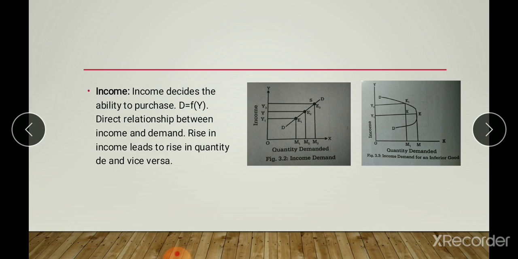When income is OY2, the quantity demanded is OM2. An increase in the income to OY3, the demand also increases, right? For example, let us make a simple point. Initial income is OY1. Okay, the initial demand is OM1. When the income of the consumer increases to OY2, the quantity demanded also increases to OM2. When the income of the consumer increases to OY3, the quantity demanded also increases to OM3. So, this is a positive relationship between income and the demand.